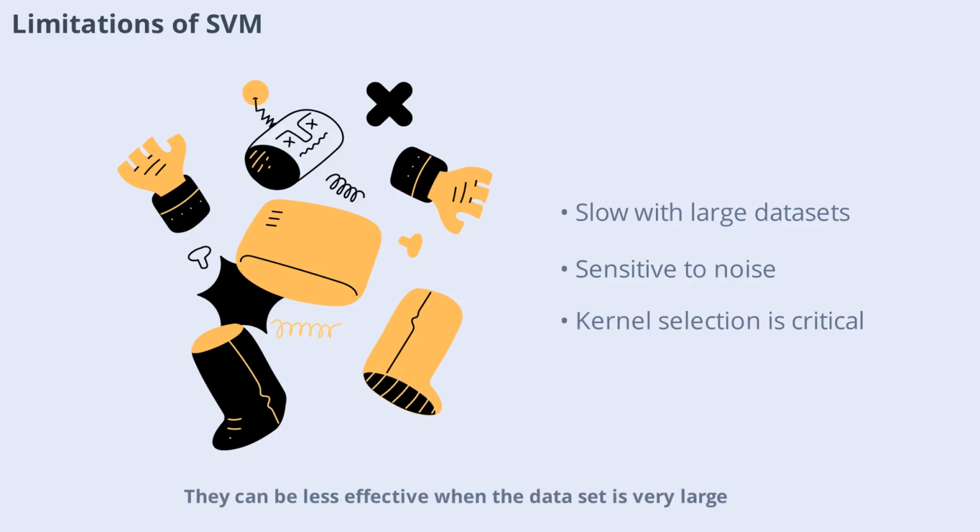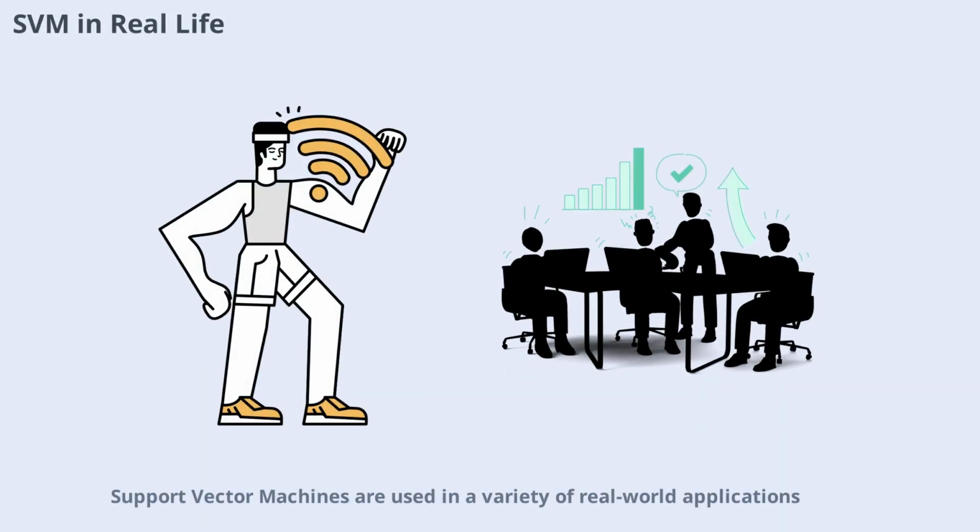They can be less effective when the data set is very large, as training time increases significantly. SVMs also struggle with noisy data and overlapping classes, and choosing the right kernel and parameters can be challenging. Understanding these limitations helps you decide when SVMs are the right tool for your problem. Support vector machines are used in a variety of real-world applications. From handwriting recognition and face detection to bioinformatics and text categorization, SVMs have proven their value across industries.